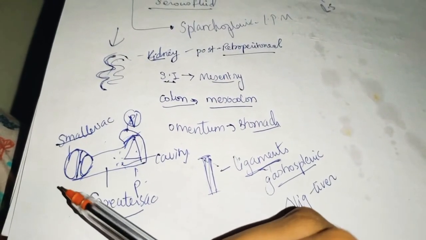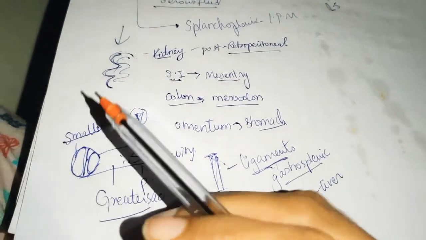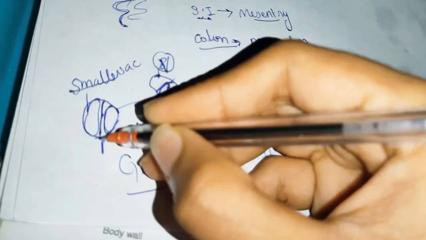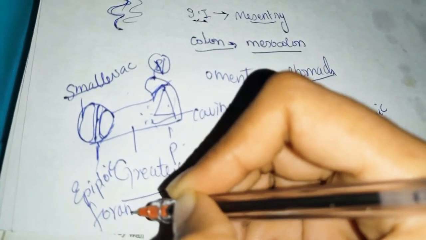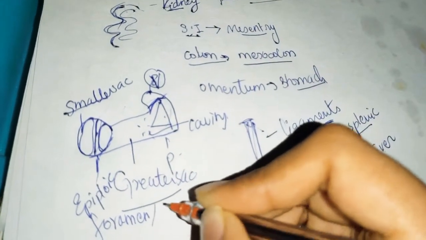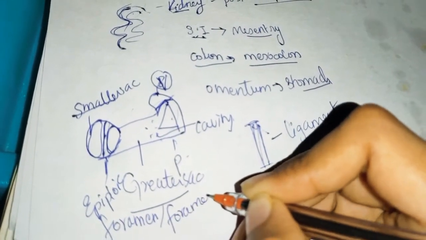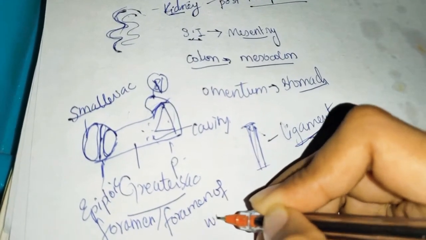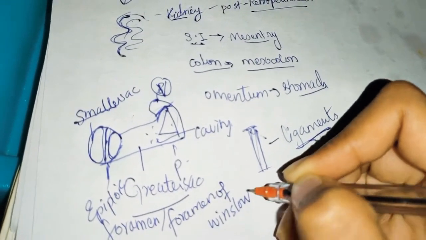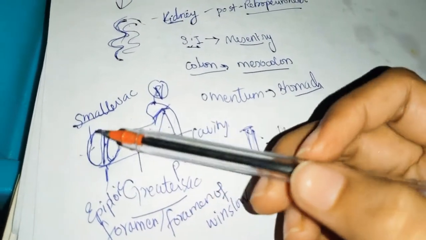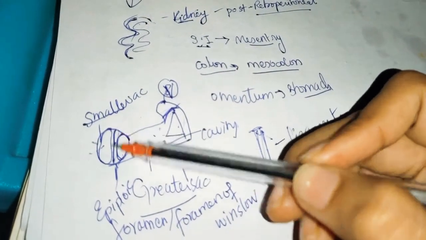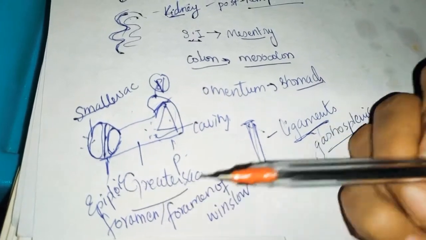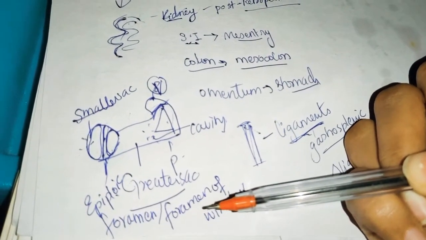The two sacs communicate with each other by means of the epiploic foramen. Between this smaller sac and greater sac you have a foramen, called the epiploic foramen. This epiploic foramen also has other names: the foramen of Winslow, or simply the opening into the lesser sac. That's it. So remember that the smaller sac and greater sac have a communication in between, the epiploic foramen, also called the foramen of Winslow.